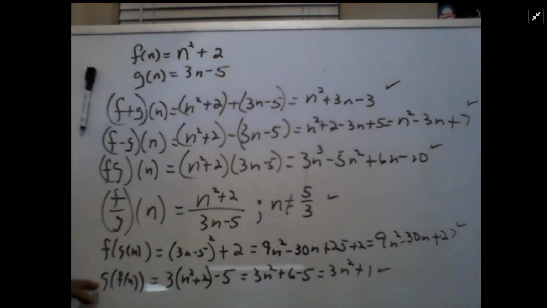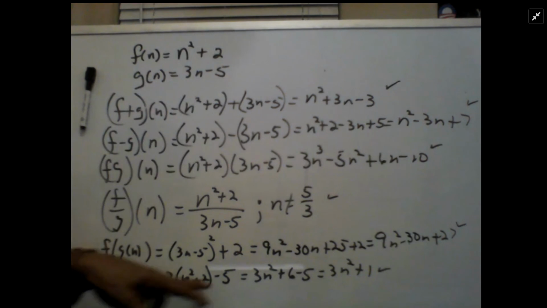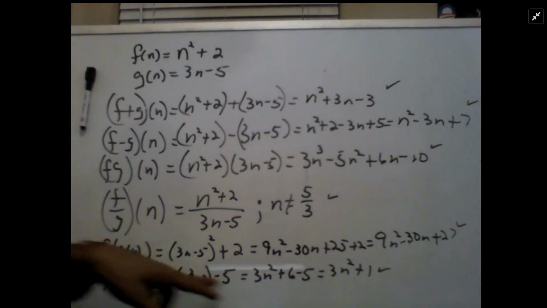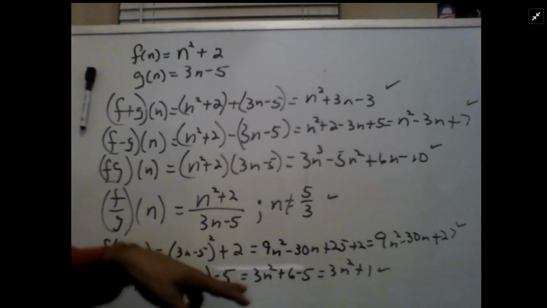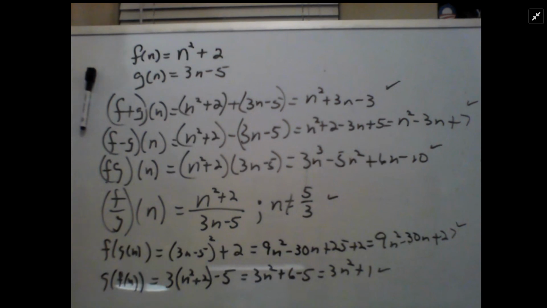And then finally, composing the g of f of n, instead of 3n minus 5, it becomes 3 parentheses n squared plus 2 minus 5. Distributive property will take care of this. 3n squared plus 6 minus 5, and then 6 minus 5 is 1. So your final answer there is 3n squared plus 1.